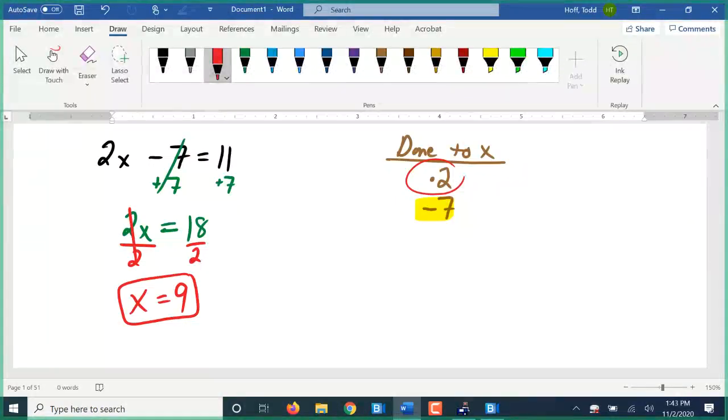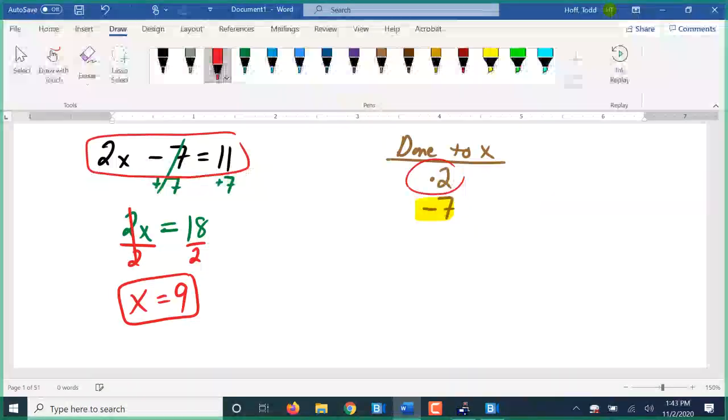Well, again, if we want to double check, if we want to be sure of our answer, we can go back to that original equation and replace x with 9. Make sure it works. Make sure we get the same value on both sides of the equation.